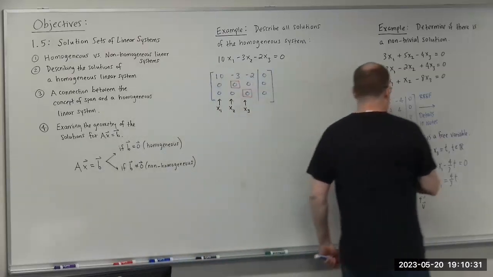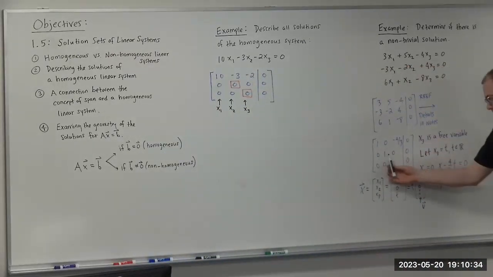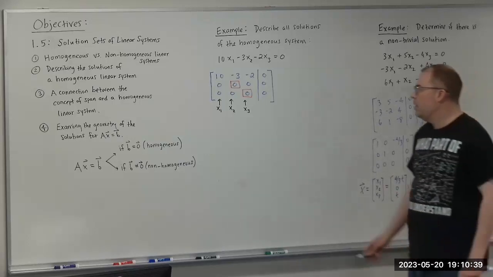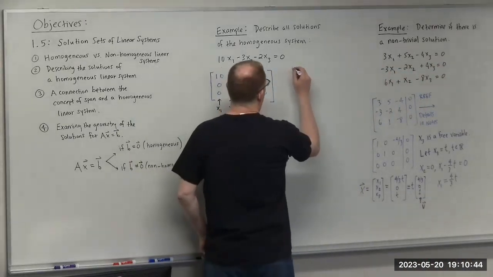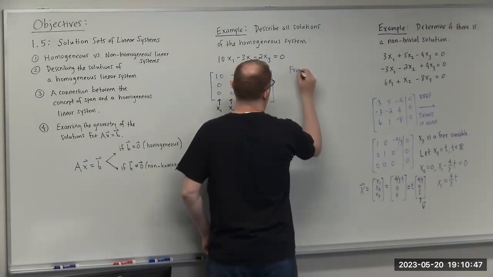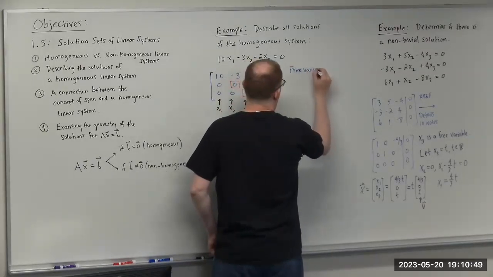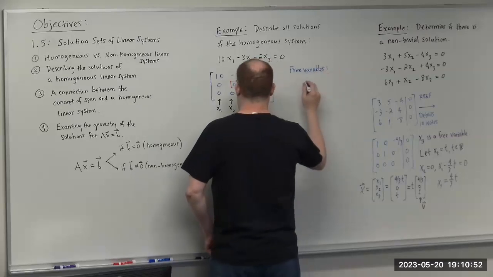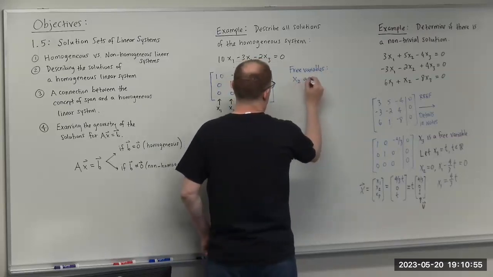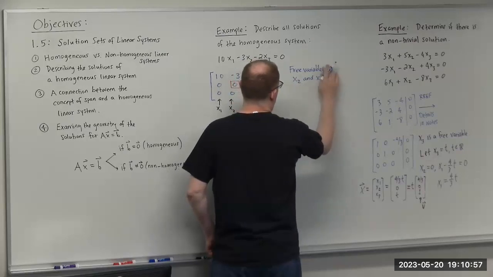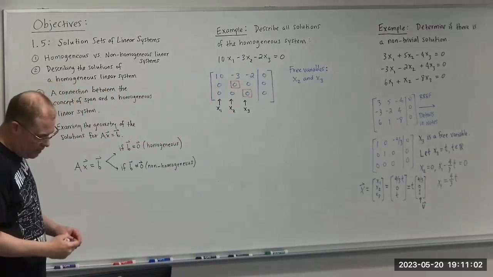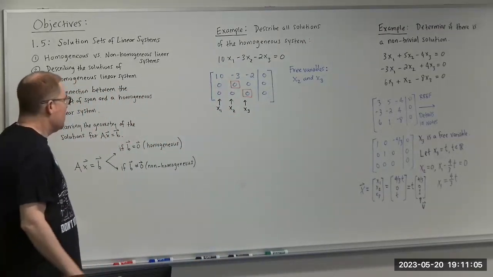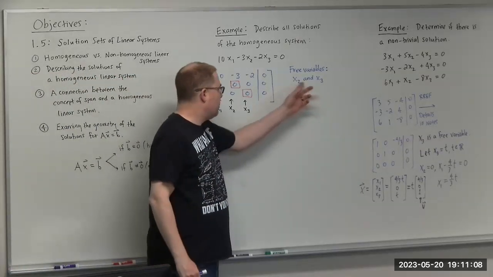Again, over here, same idea. We have x1, x2, and x3, and we have a 0 here. So that's a free variable by definition. There you go, free variable. So our free variables are x2 and x3. Let's go ahead and assign our variables to that.